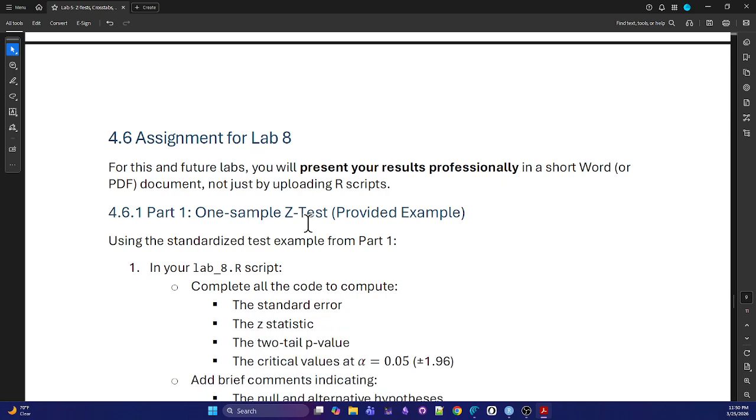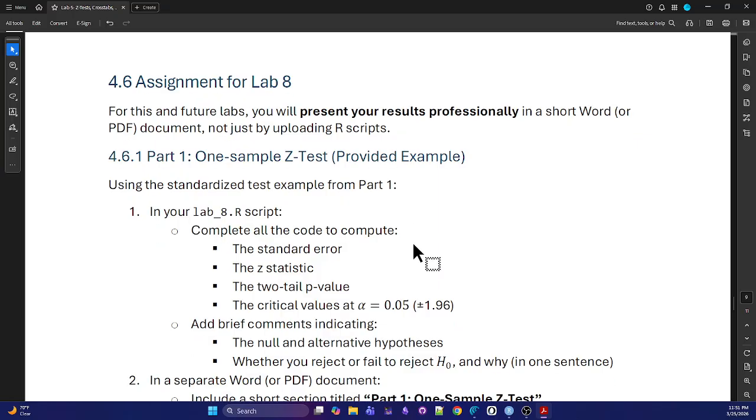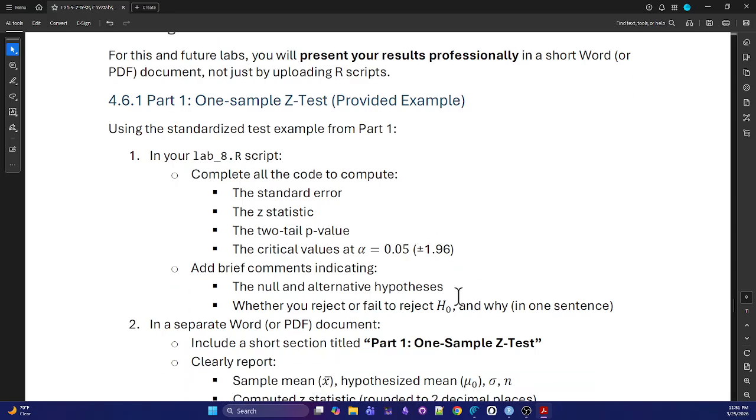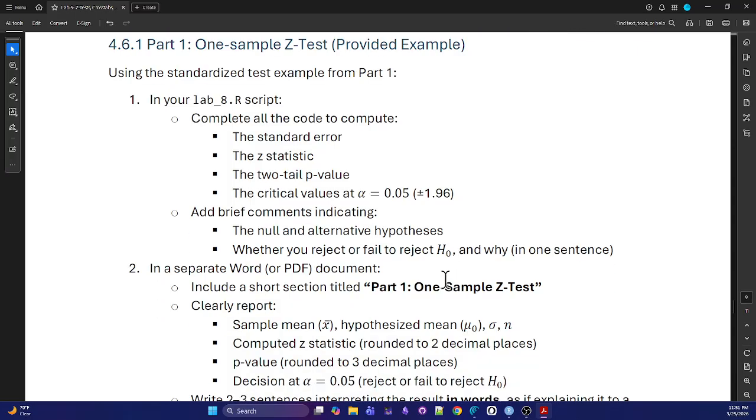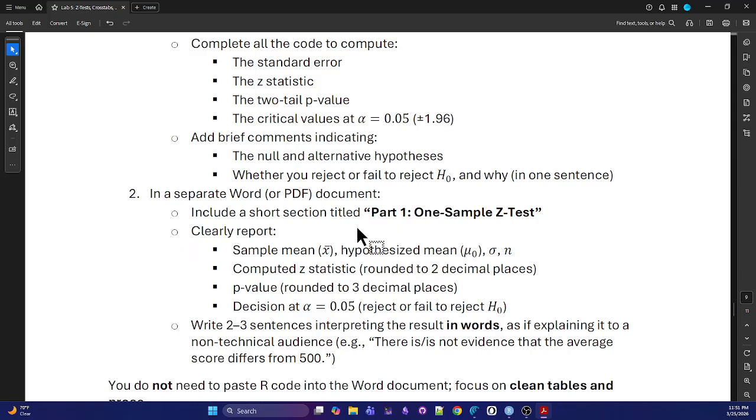Now for the assignment for Lab 8, what I want you to do is do one sample z-test on something in your data. And so what you're going to do here is a sample z-test with some hypothetical population mean. And yeah, you can make it up. For this kind of single statistic thing, you're probably not going to have a good theoretical explanation for it.